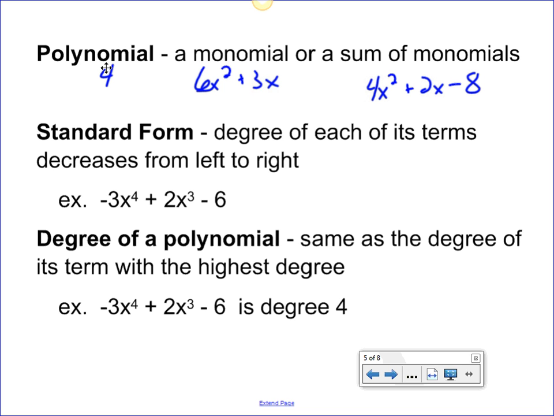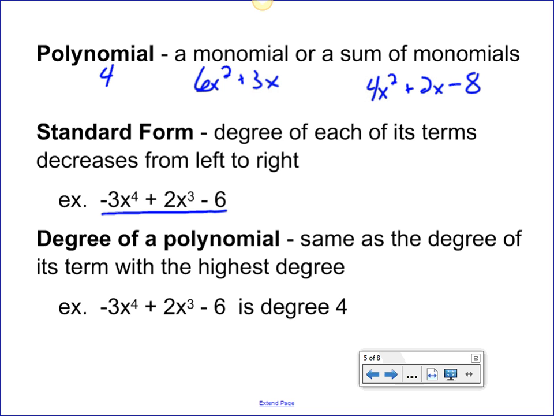Okay, so standard form then. In standard form, the degree of each of its terms decreases from left to right. We're talking about a polynomial. So we'd have x to the 4th, then x to the 3rd, then just a constant of 6. So in standard form, it would be a negative 3x to the 4th plus 2x to the 3rd minus a 6.